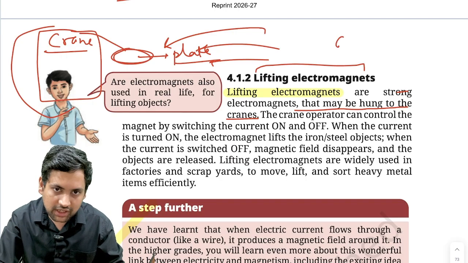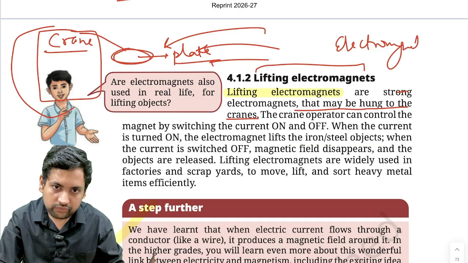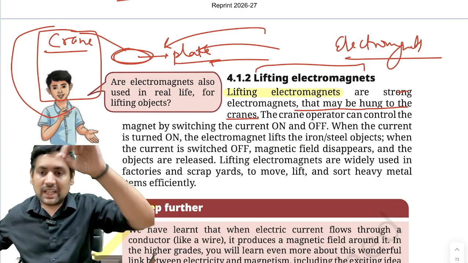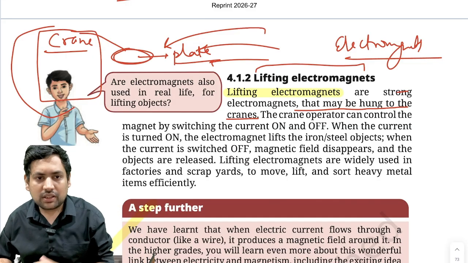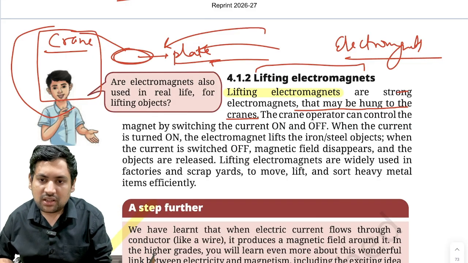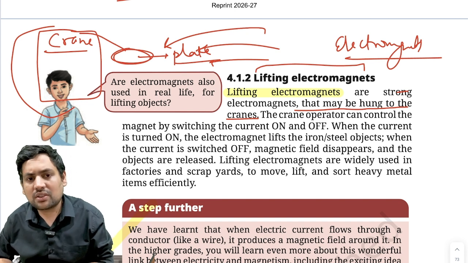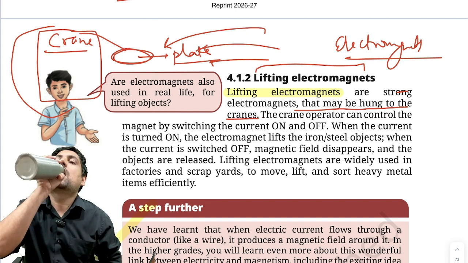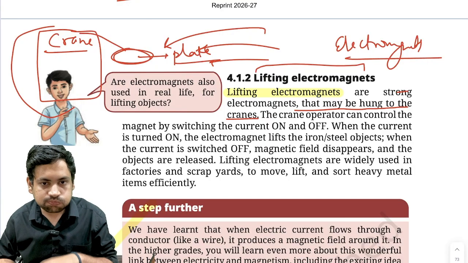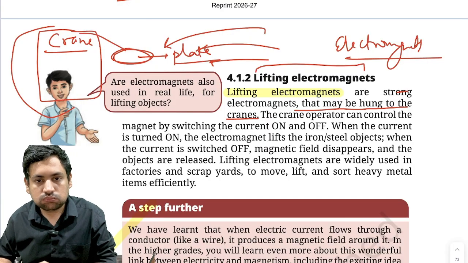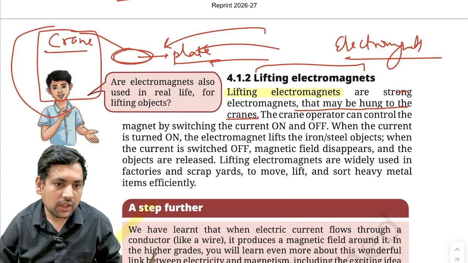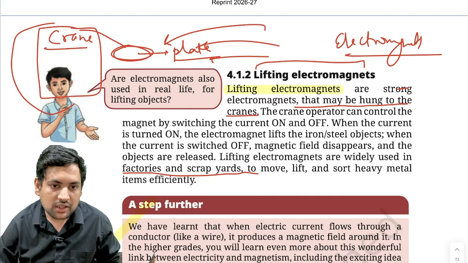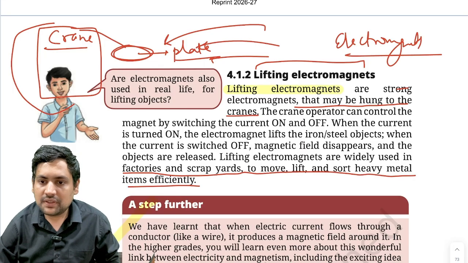That is not needed and that is not done. What is done? They create electromagnets. That is, when electricity is being passed through it, then it becomes a magnet. It attracts things. And when you switch off the electricity, it is just a simple metal plate doing nothing. So, this is called lifting electromagnets. They are widely used in factories and scrap yards to move, lift, and sort heavy metal items efficiently.